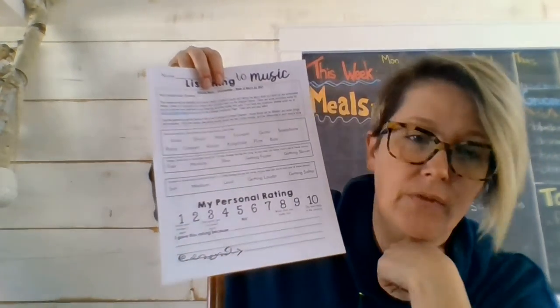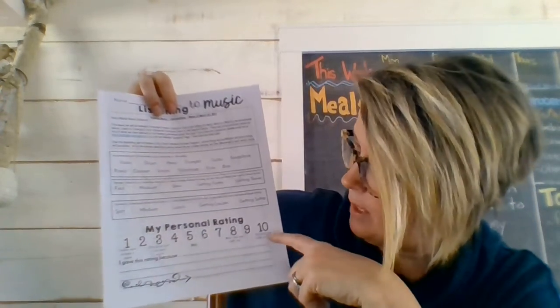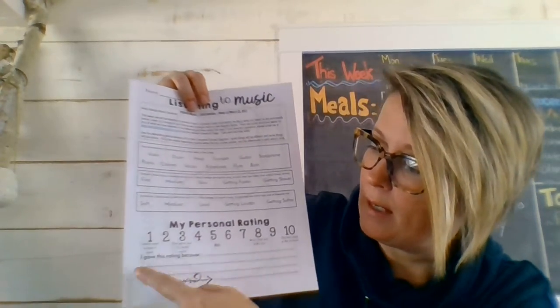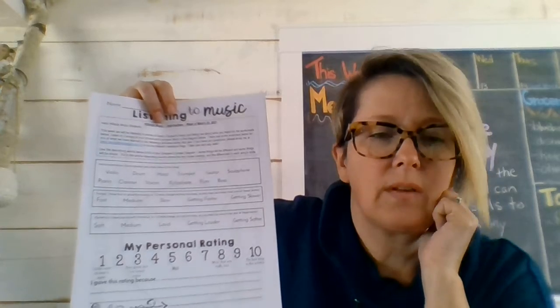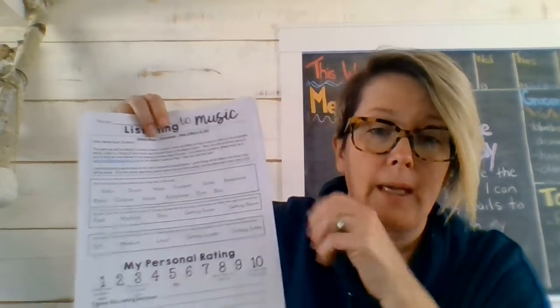Now, the one thing that I do need you to fill in on the bottom of this page is your personal rating for the songs that you're listening to. 1 being, I never want to hear it again. 5 is like, meh, it's okay, it's all right. And 10 is the best song in the universe. So anywhere between 1 and 10, I want you to circle one of those numbers, and then I want you to tell me why I gave this rating because. Even if it's a short little sentence, short little information blip for me to tell me what you thought about it, that would be great.